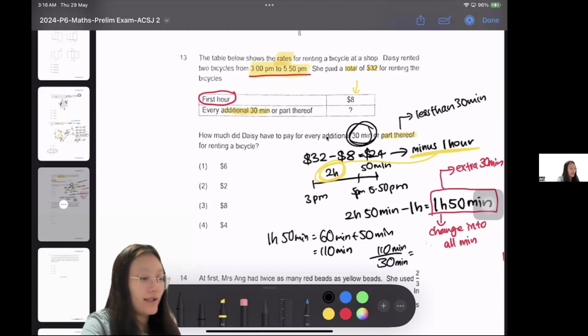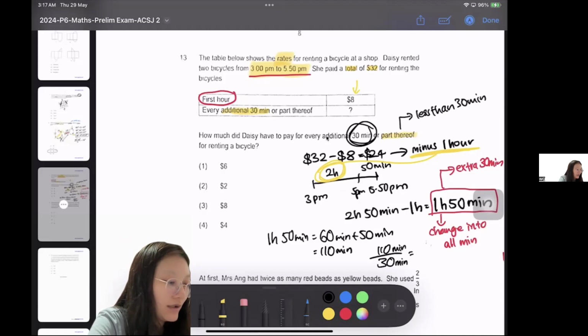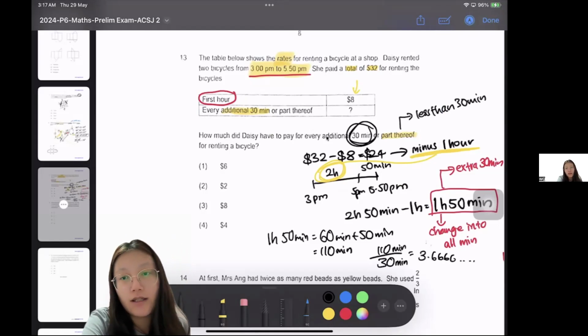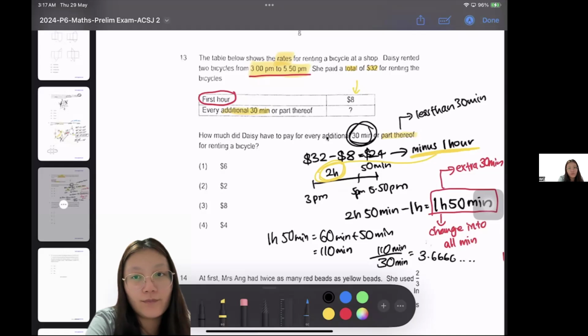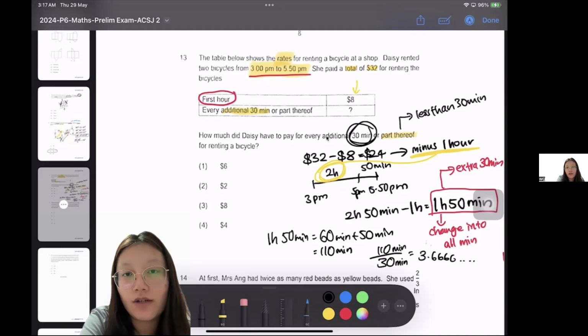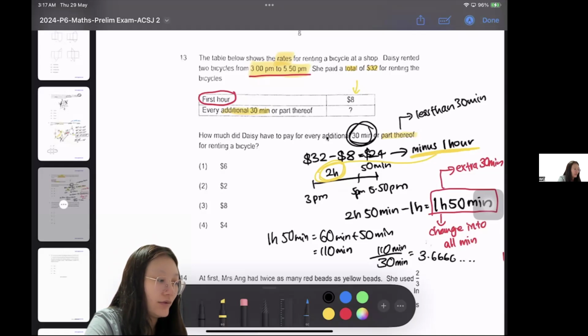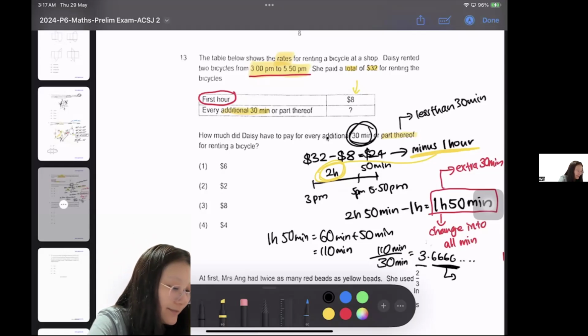So 110 divided by 30, to find how many 30 minutes there are inside 110, you will get 3.66666, a lot of sixes behind. So as you can see, if you want how many 30 minutes or part thereof, there is actually 3 plus a part thereof. So this 0.6666 is your part thereof.